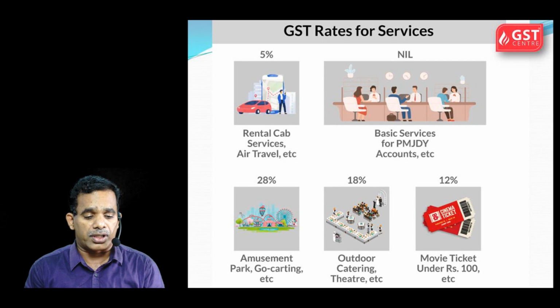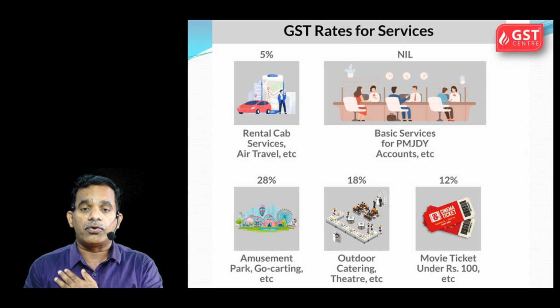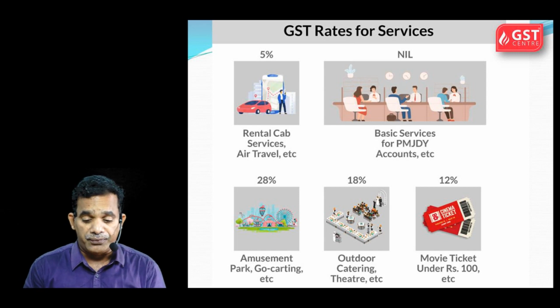Say 5% is for rental cab services, air travel, etc. Then nil is for basic services. Then 28% is applicable for amusement parks, go-karting, etc. 18% for outdoor catering, theater, etc. 12% is for movie tickets, etc.